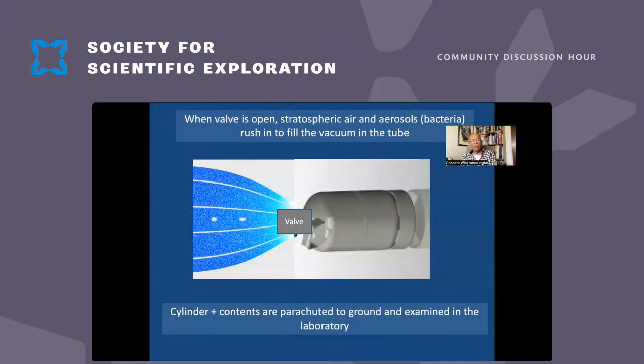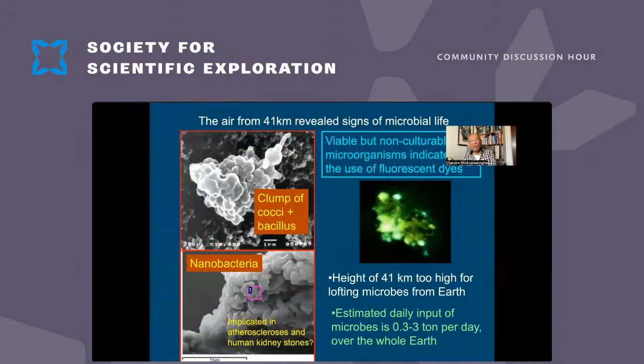And what they did was essentially, these cylinders were evacuated to begin with. This is a vacuum. The valve was open, and when it was in the stratosphere, all the stuff that was around was sucked into the cylinders, and the cylinders were brought back, parachuted back to ground, examined in the laboratory. So this was a very, very important experiment that was done in 2001, led to a large number of scientific papers that are in the literature and are being just marginalized or ignored.